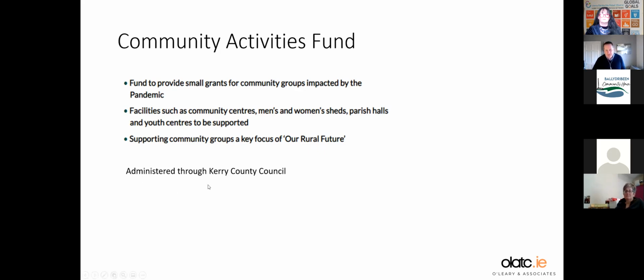This will be administered through Kerry County Council. It is a new one, and the limits are kind of vague because different local authorities have different limits on it. I'm not sure of the exact number, but I think Kerry got between 300,000 and 400,000 euros allocated to them. So there is money out there.